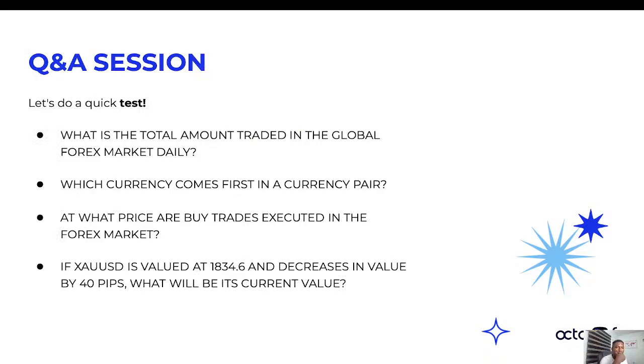So, yes, let's do a quick test. I've been asking questions as we've been going, because I like having an interactive class. All right. So, at what price are buy trades executed in the forex market?